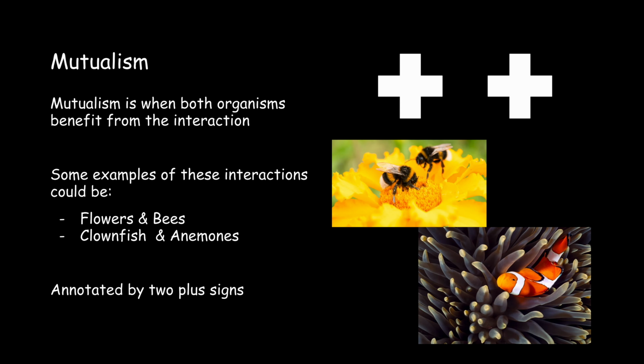First one, mutualism. Mutualism is when both organisms benefit from an interaction. For example, you have flowers and bees. The bees get the nectar, and then the flowers are pollinated. And then you have clownfish, and I'm gonna blunder this, but not gonna even try. But that sponge will get food, and the clownfish will be cleaned of any bacteria. Win-win. And this is going to be annotated by 2 plus signs.